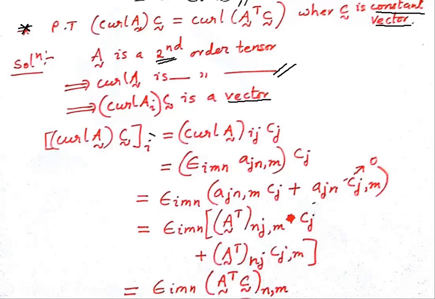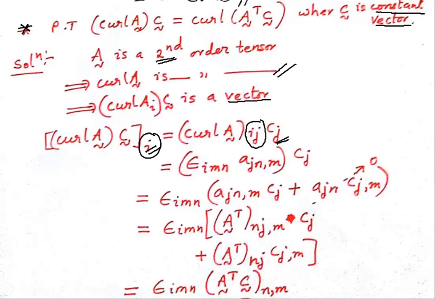So, one free suffix will come, that is i. LHS is nothing but a vector, so one free suffix, that is i. And that is equal to curl A, which is a tensor of order 2, so it will have two suffixes, ij. Since I want i here, for C I should take j. j has to be a dummy. Next step: I want curl A ij.